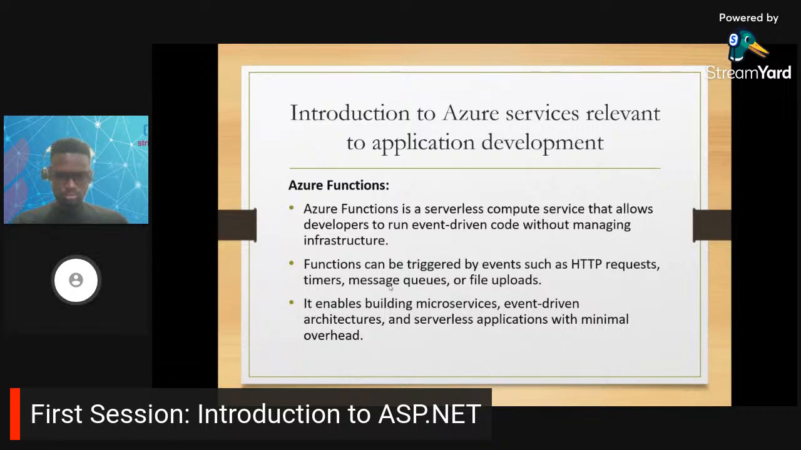It can also be triggered by HTTP. So people can call the function through HTTP from your browser, or you can call the function through an API. You can use the function as a REST service, so that from a UI it can be reached. It enables building microservices, event-driven architectures, and serverless applications with minimal overhead. So that's one advantage of Azure Functions.